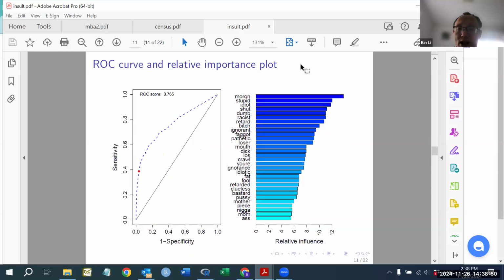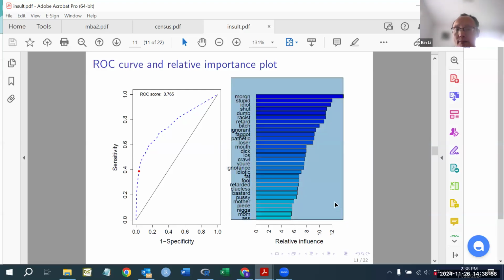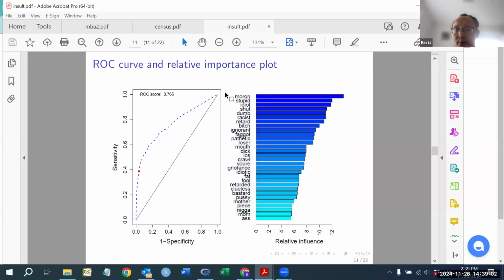Okay, and this is the AUC's ROC plot, and this shows the relative importance plot. Okay, so you can see the most important, so these are the top most important variables. By looking at these words, you see these are really related to the insulting status, right?